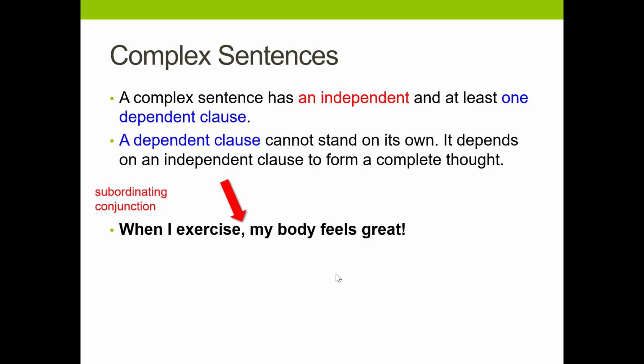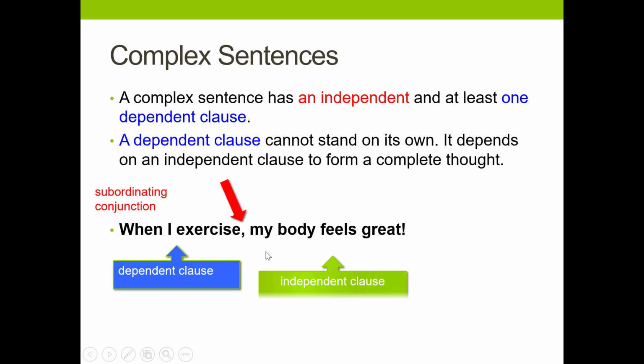Now, the third type are complex sentences. A complex sentence has an independent and at least one dependent clause. A dependent clause cannot stand on its own. It depends on an independent clause to form a complete thought. Here's an example. When I exercise, this is my dependent clause. It's not finished. When I exercise, I don't know what's happening. It needs an independent clause. My body feels great.